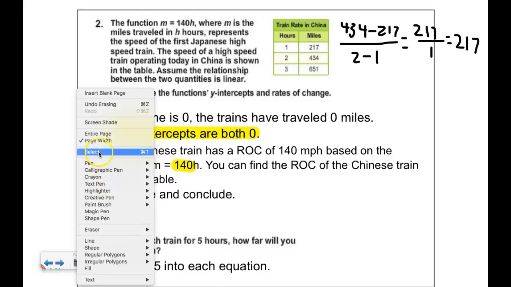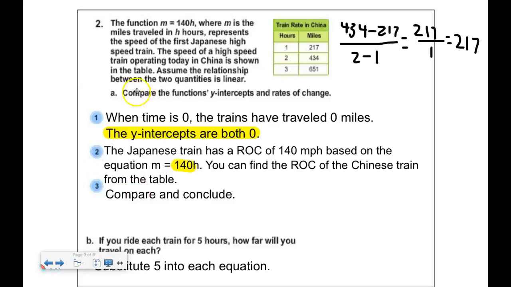And we're going to make sure we're answering the questions. Compare the functions' y-intercepts and rates of change. So we compared the y-intercepts. The y-intercepts are both 0. And then we're going to compare the rate of change. Okay, so I already know that, well actually, because it's in an equation, I actually have to tell what the rate of change is. So that's exactly what I'm going to do here.